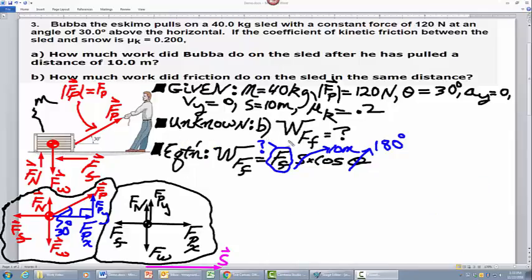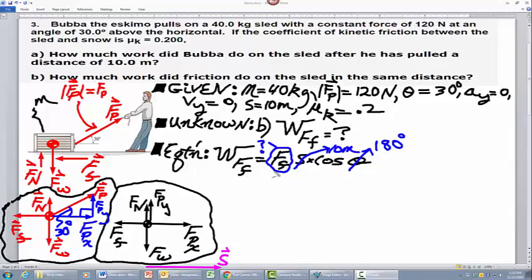The unknown for part B, to find the work by the frictional force. Since the frictional force is not in the direction of the displacement, our formula is that the work by the frictional force is the magnitude of the frictional force times the magnitude of the displacement times the cosine of theta. To substitute in, we don't know the frictional force. We do know the magnitude of the displacement is 10 meters. We do know that theta is 180 degrees.